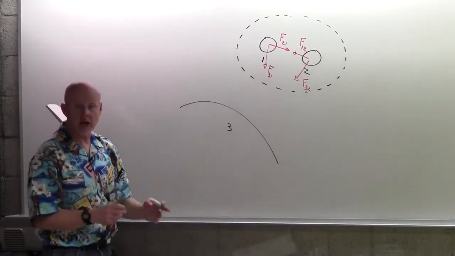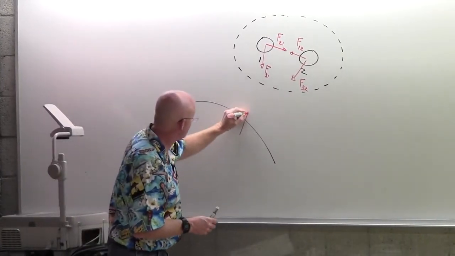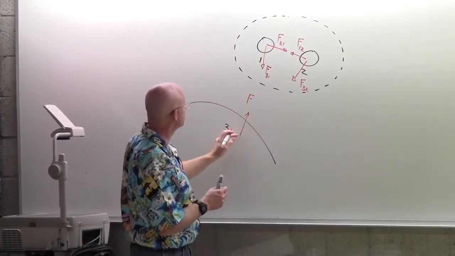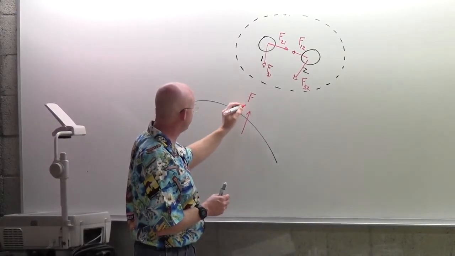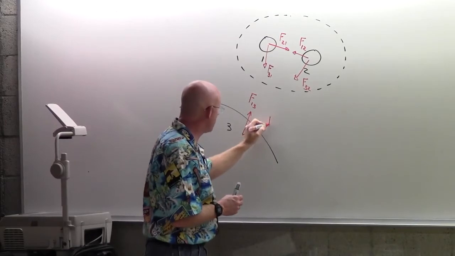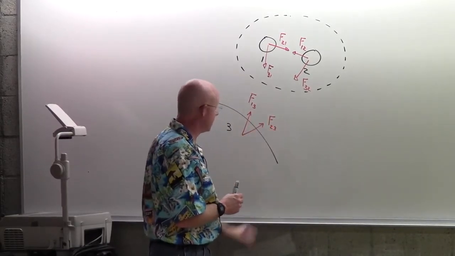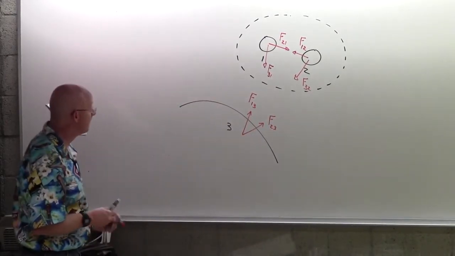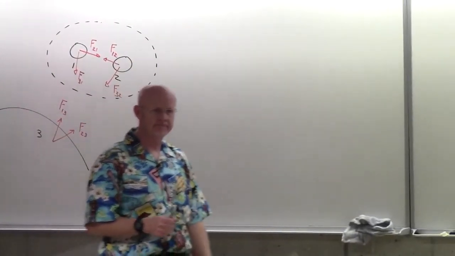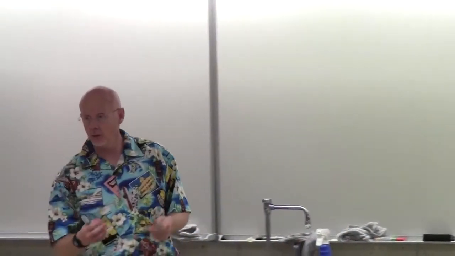And as far as our outside object goes, there would be a force, and this would be from number one on number three, and there would be a force from number two on number three. So how are we going to handle this? Well, we got two options. Option A, if this would make useful sense, we'll do it.